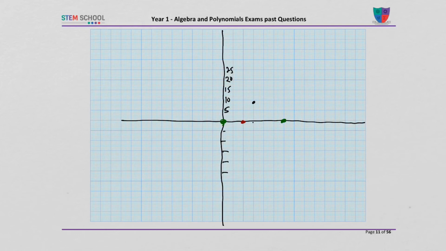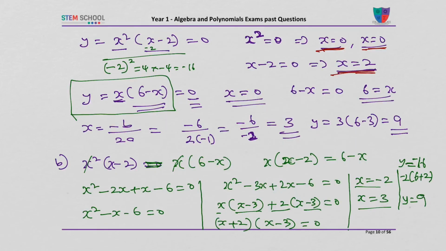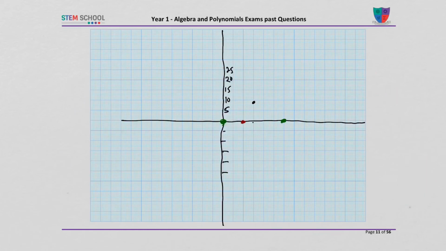It's just a rough estimate. So that's the intersection between the cubic and the quadratic: x is 3, y is 9. x is minus 2, y is minus 16. So minus 2 here, and minus 5, 10, 15, so 16 there. That's another point of intersection. So my cubic will go through there as well, and my quadratic will go through there.